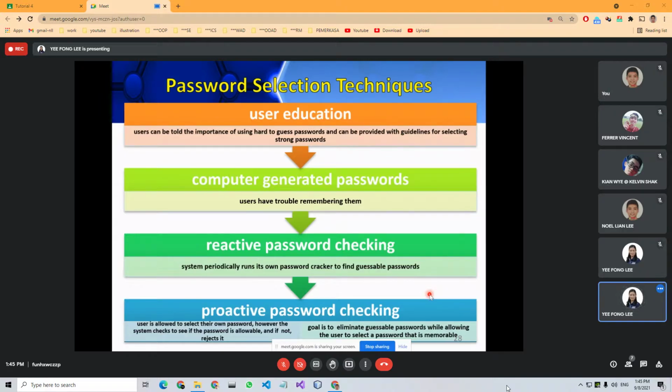User education. We need to understand how important it is to use a hard-to-guess password, and be provided a guideline. So what is a guideline for setting up a strong password? You have a phrase, but not a well-known one. Let's say your phrase is an apple a day keeps the doctor away. This is a well-known phrase, so we don't use this. Use phrases that are not easily guessed.